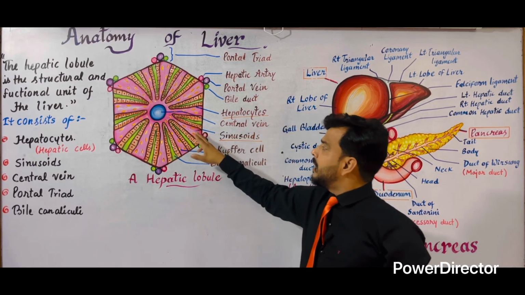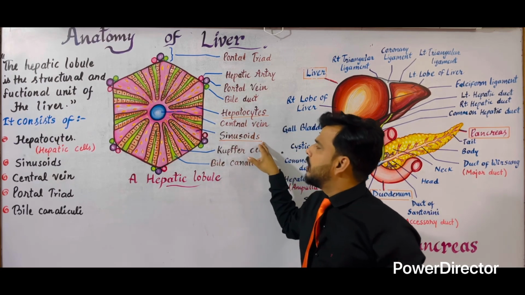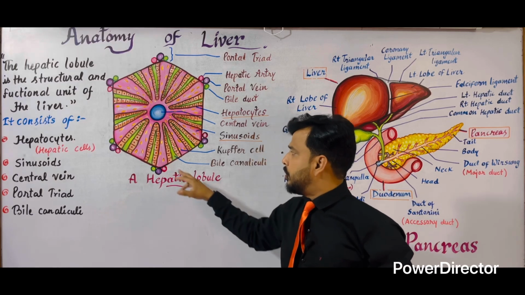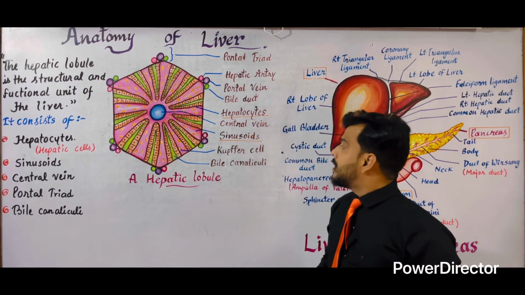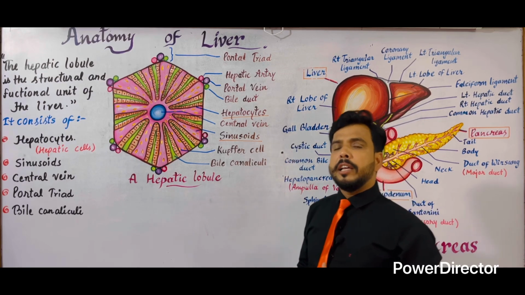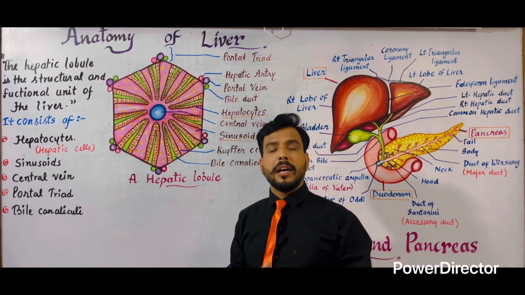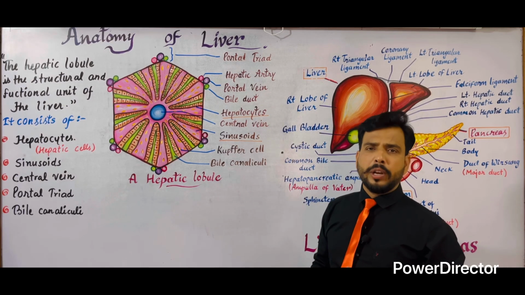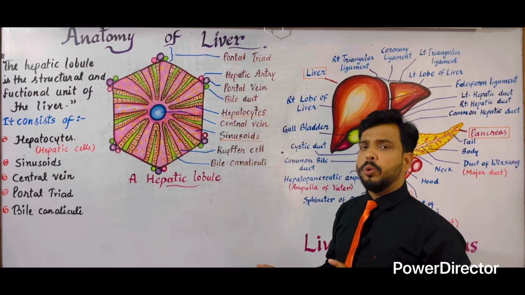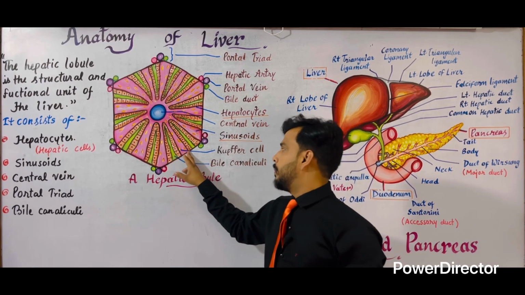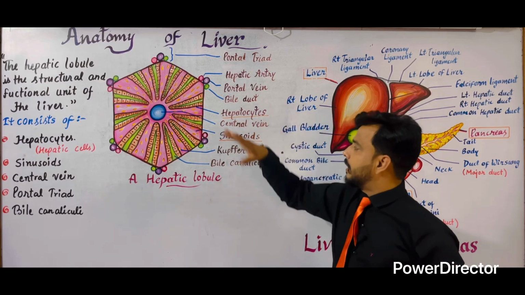Now, in these sinusoids, you can see small cells are also present, which I made with yellow orange color. These cells are known as Kupffer cells, and the function of Kupffer cells is to maintain the immune system. These are macrophage cells which destroy different toxic substances or any foreign particle inside the liver. So they maintain the defense system or immune system of the liver. They perform a very special function inside the hepatic lobule.